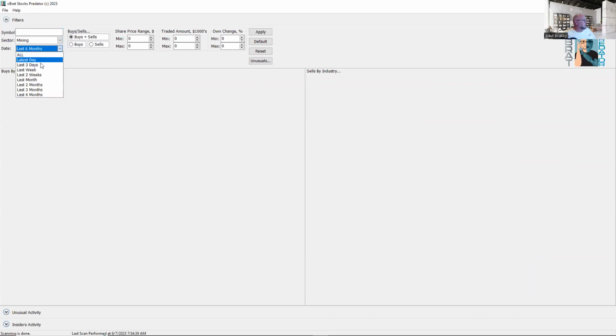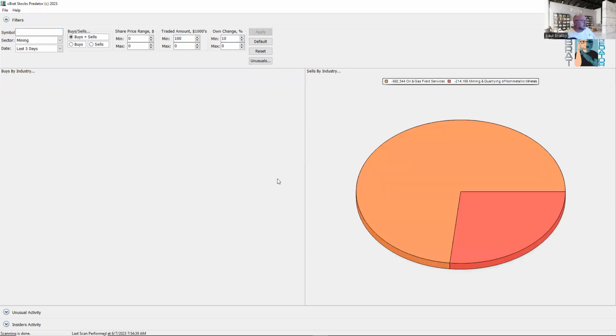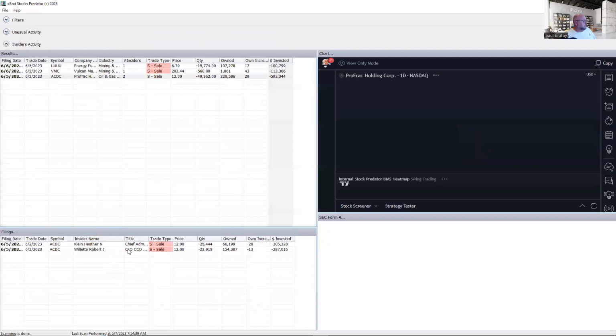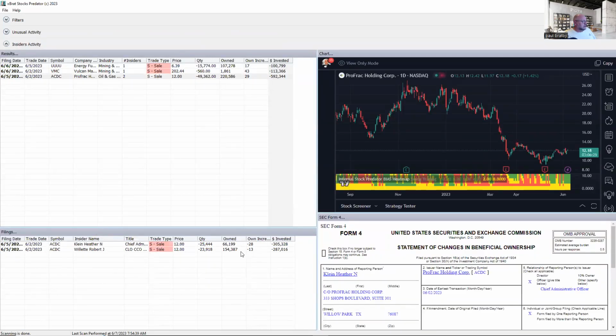We can look at the last 3 days. We can put a minimum amount of 100,000 and owner, anybody that owns over 10%, we're not really interested. Click apply here, and we've got a little bit of activity there. So we can go to insider trading, and we can see these 3 stocks. Two on ACDC here. Chief Administrator CLO sold 305, 287,000.